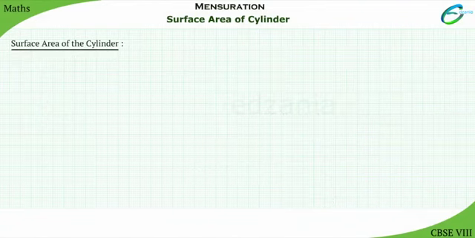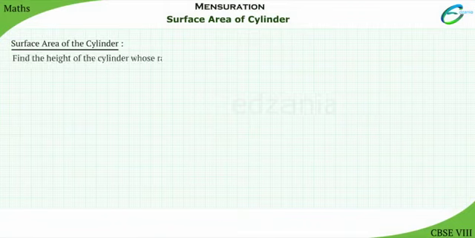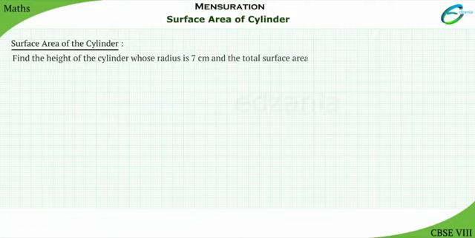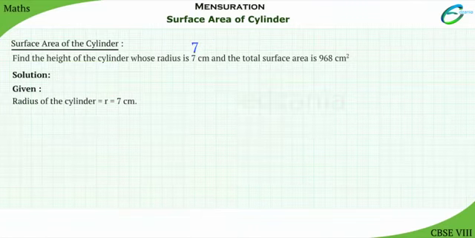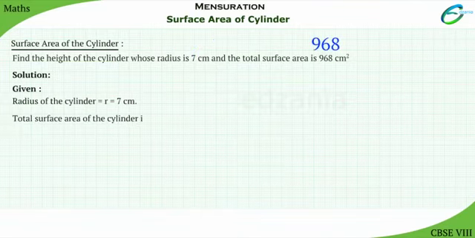Let us solve a different kind of problem. Find the height of the cylinder whose radius is 7 centimeters and the total surface area is 968 meters square. Now let us solve this problem. Here the given radius of the cylinder is 7 centimeters and the total surface area of the cylinder is 968 meters square. We need to find the height of the cylinder.